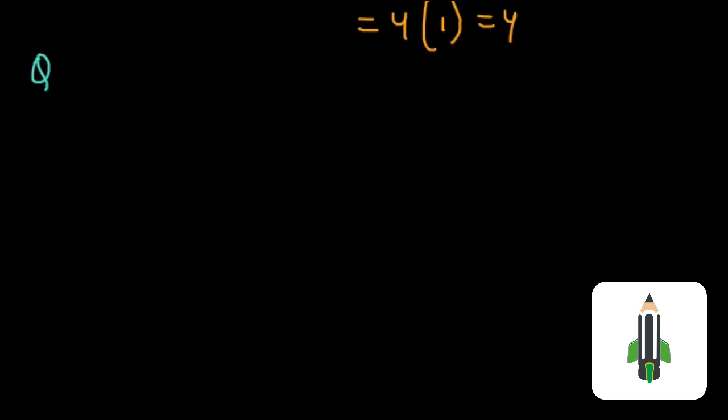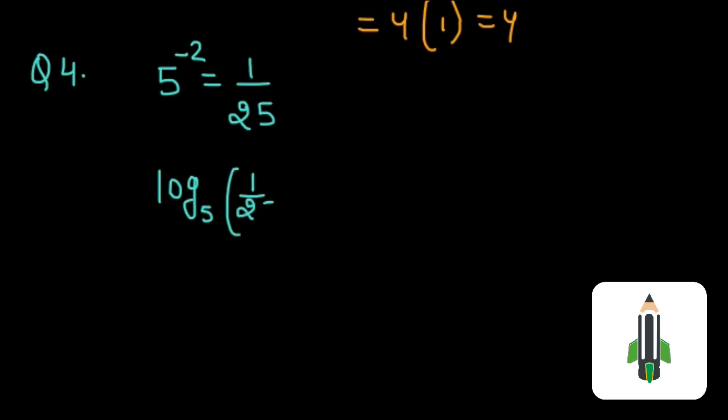In question number 4, 5 raised to the power minus 2 is equal to 1 by 25, and it can be converted or written in log form as log 1 by 25 with base 5 is equal to minus 2.